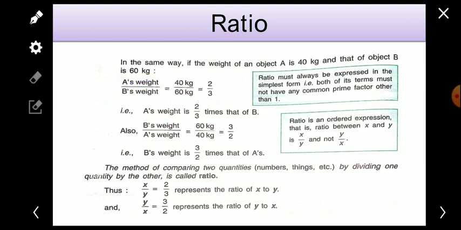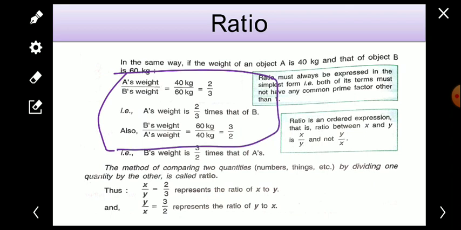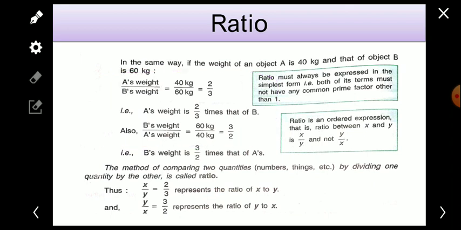Here you can see that A's weight is 2 by 3 times that of B. If we reverse it, B's weight by A's weight, 60 by 40, then we get 3 by 2. So B's weight is 3 by 2 times that of A. Like this, we can compare things by the division method, that is, how many times one thing is of the other.